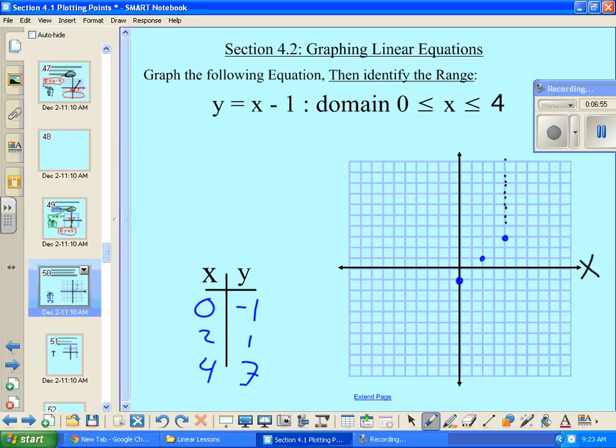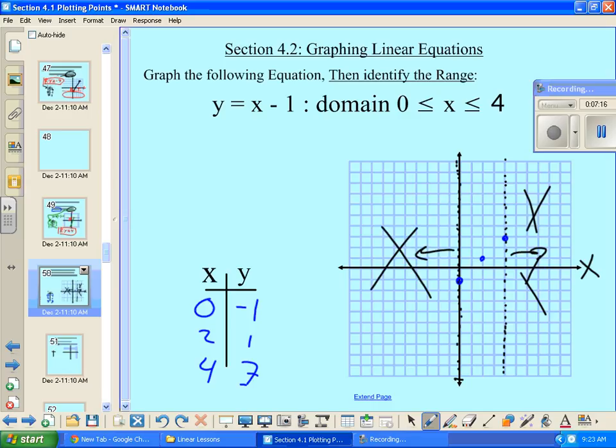Okay, I can't have any x values that are to the right of this line because that'd be greater than 4. So I can't have anything over here. So this area is out. Also, I can't have anything less than 0. Well, here's 0. That's right along the y-axis actually, but I can't have anything that's less than this. So this area is out. I can't have anything over here.